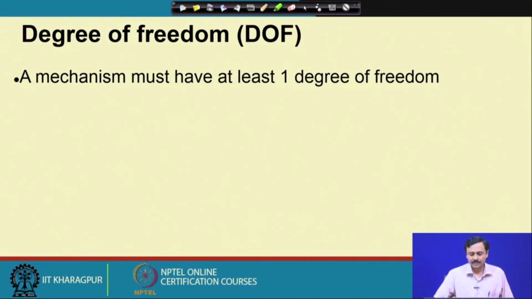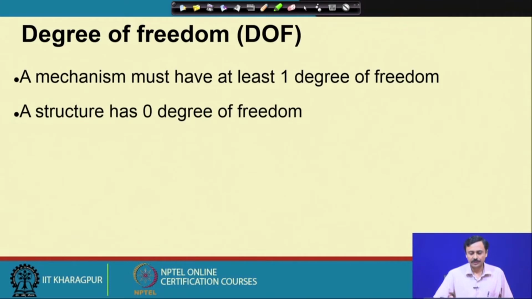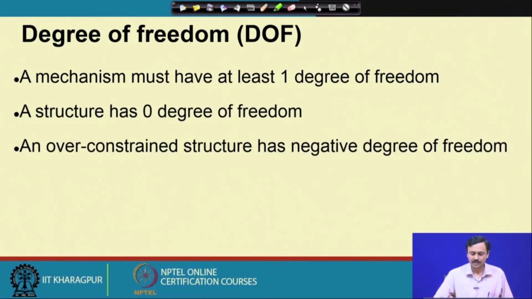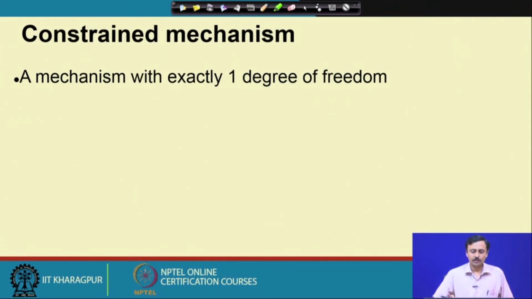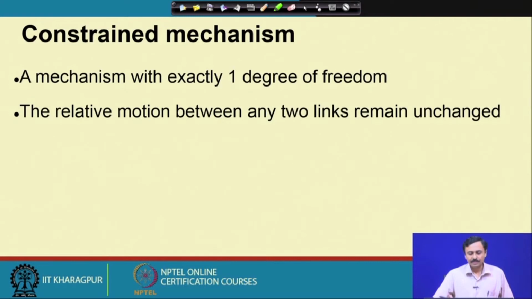Then we also discussed that a mechanism must have at least 1 degree of freedom, a structure has 0 degrees of freedom, and an over constrained structure has negative degrees of freedom. Now, we come to this definition, a constrained mechanism. A constrained mechanism is one which has exactly 1 degree of freedom. So, in a constrained mechanism, the relative motion between any two links remains unchanged. Now, what do I mean by that?